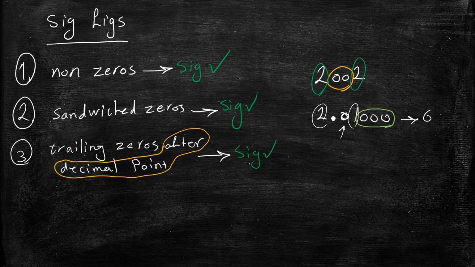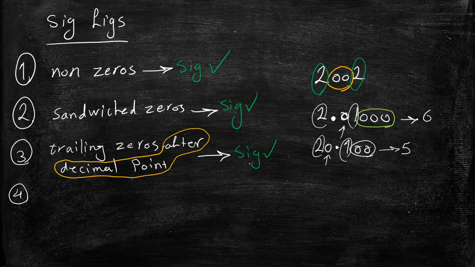6 significant figures. Another example could be like 20.100. Again, these are 2 trailing zeros that count as significant figures. 1 sandwiched, 2 non-zero digits. So here we have 1, 2, 3, 4, 5 sig figs. Excellent.